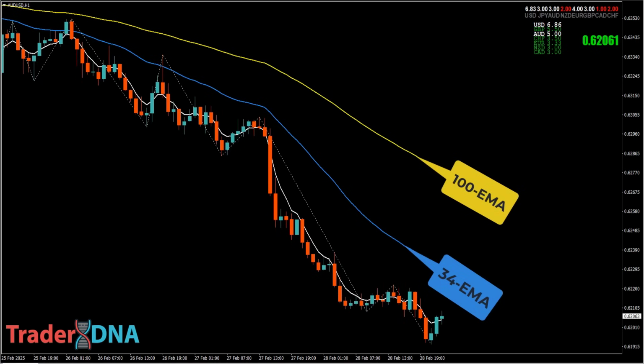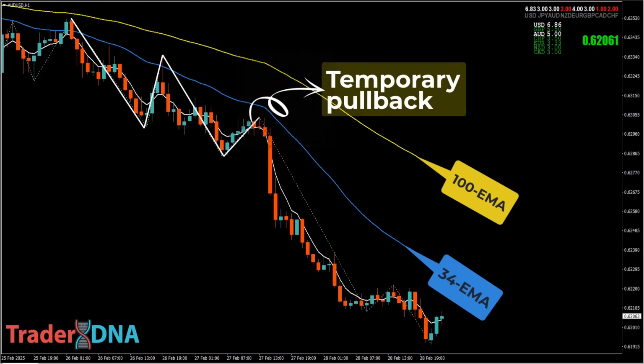Now, check this out. Price was dropping, but then it started to climb back up. That's a temporary pullback. And here's something crucial. During this phase, price often closes above the 5 period EMA. But here's the key moment. When price finally closes below the 5 period EMA, that's our sell signal. That's our opportunity. And as soon as the next candle opens, that's our entry point for a sell trade.